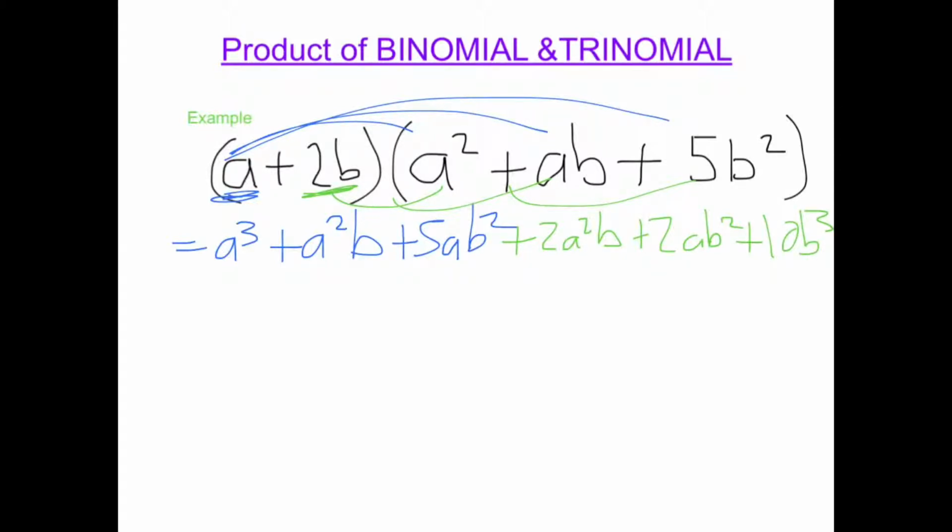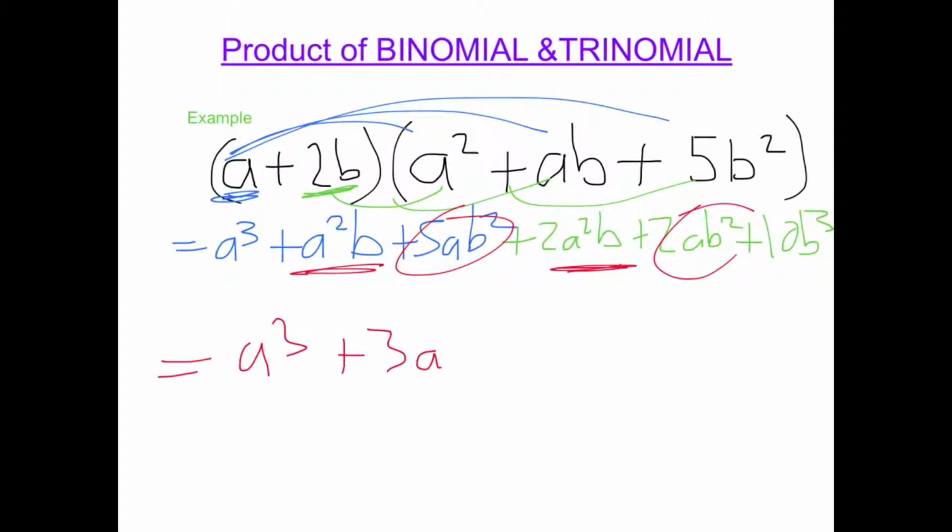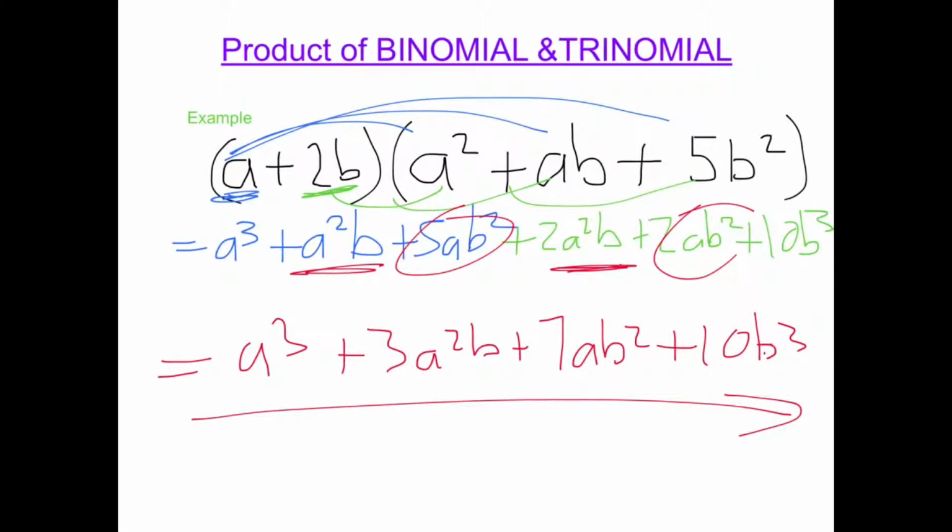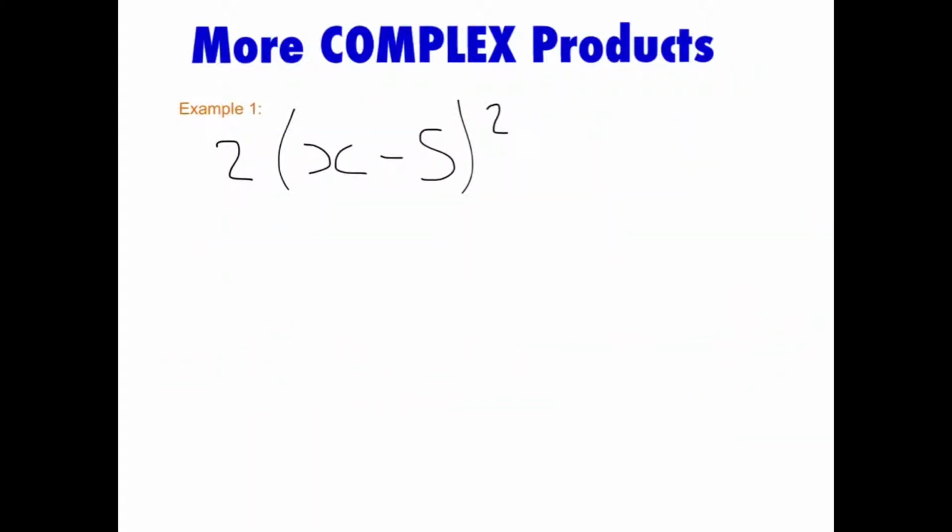Now we look for like terms. There's a squared b, there's another a squared b, ab squared, and we write out our answer, which will be a cubed plus 3a squared b plus 7ab squared plus 10b cubed. And that's our answer.